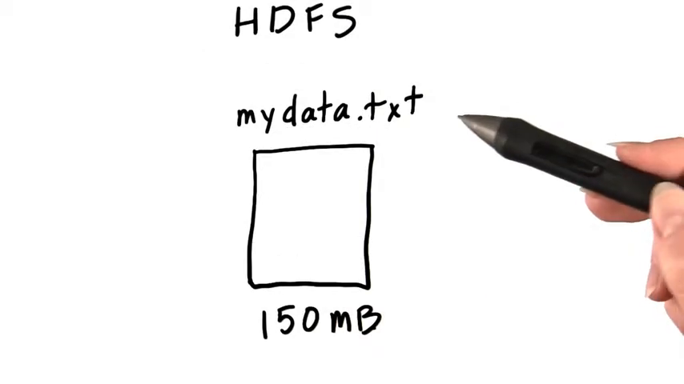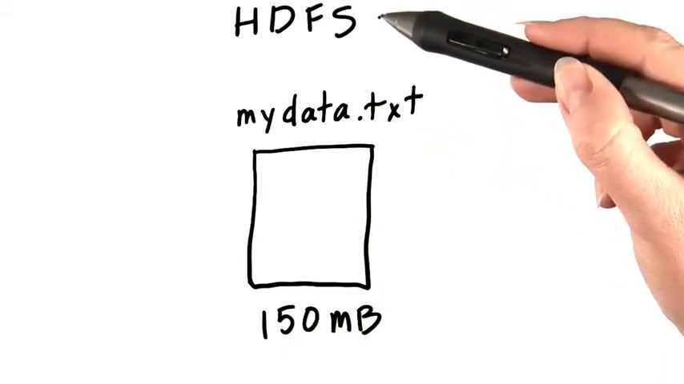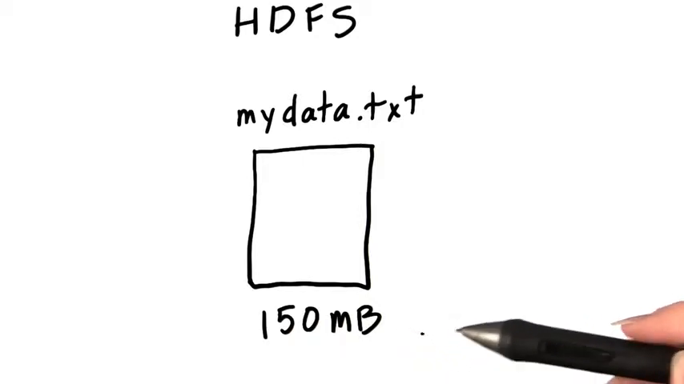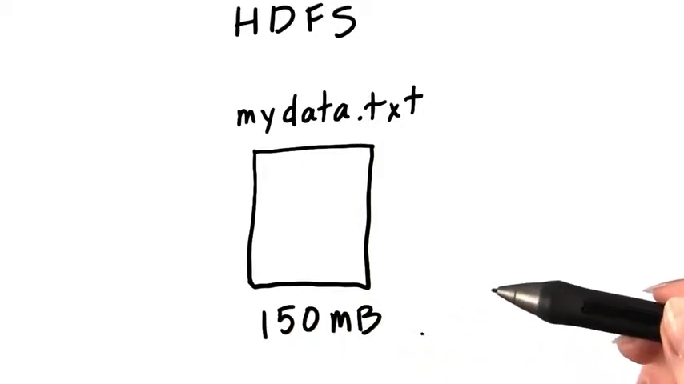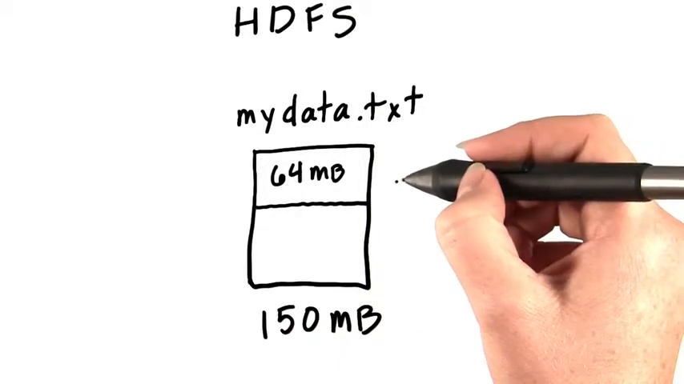Imagine we're going to store a file called mydata.txt in HDFS. This file is 150 megabytes. When a file is loaded into HDFS, it's split into chunks, which we call blocks. Each block is pretty big. The default is 64 megabytes.